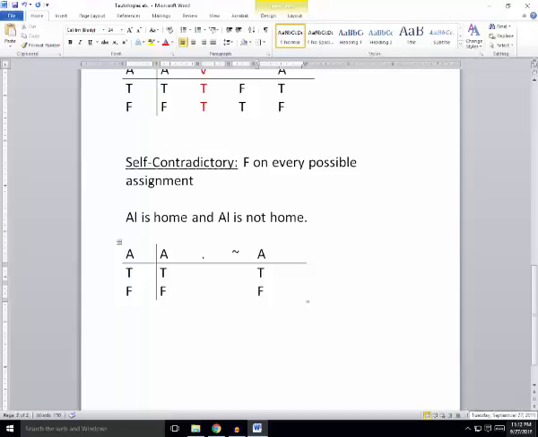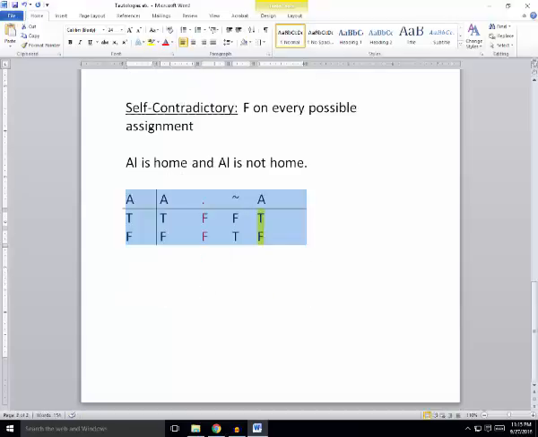Our model for this kind of statement would be the sentence A dot tilde A. The possible assignments for A are true or false. If A is true, then tilde A is false. And meanwhile, if A is false, then tilde A is true. The rule for the dot is that it's only true when both sides of it are true. And in this case, that never happens. So this is an example of a self-contradictory statement, something you didn't really need our system in order to determine.